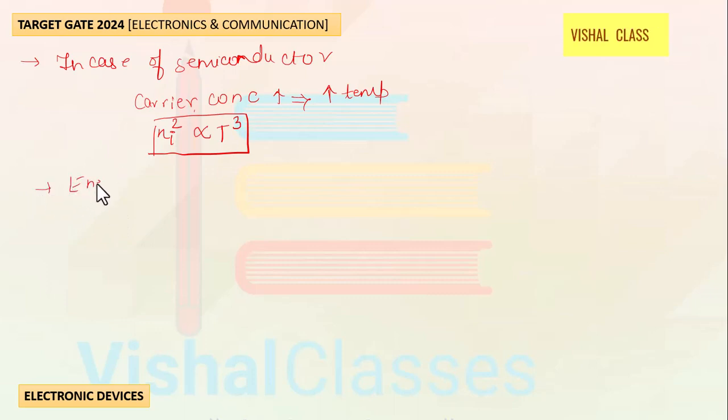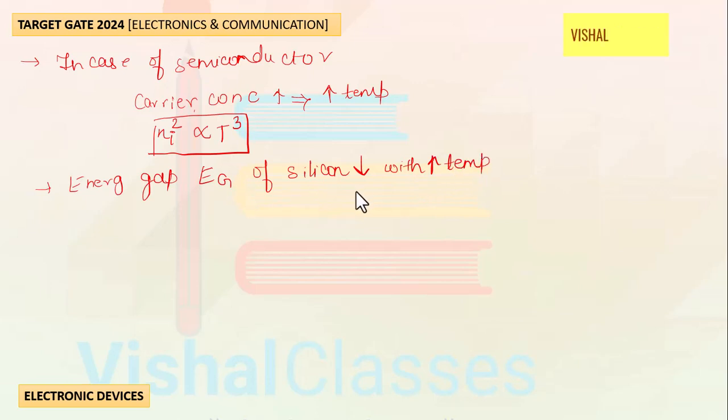Energy gap Eg of silicon decreases with increase in temperature at a rate of 3.6 into 10 raised to power minus 4 electron volt per Kelvin, which is nothing but the beta value.